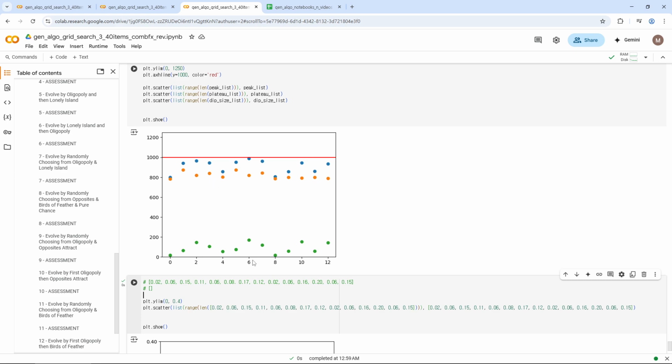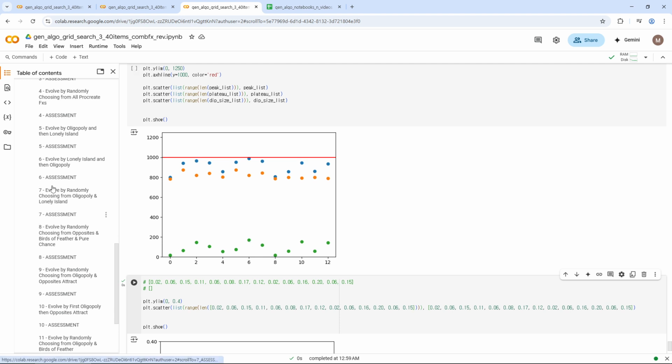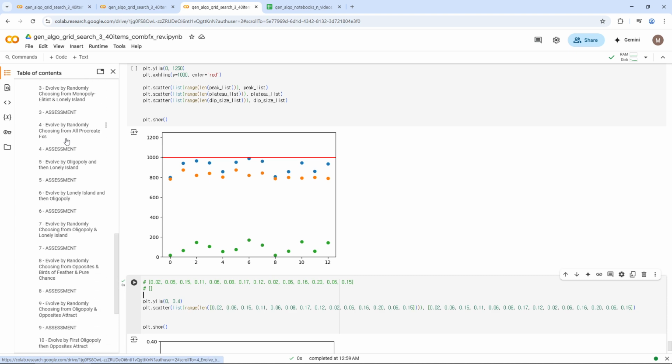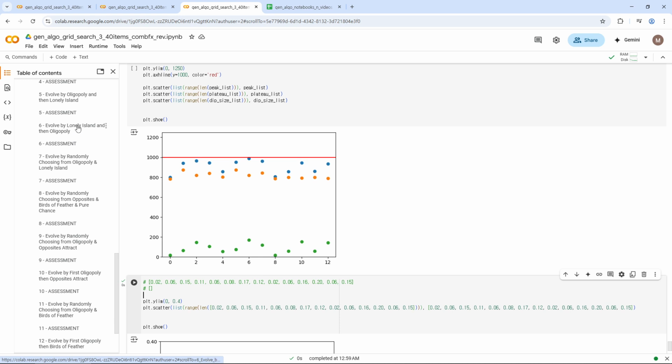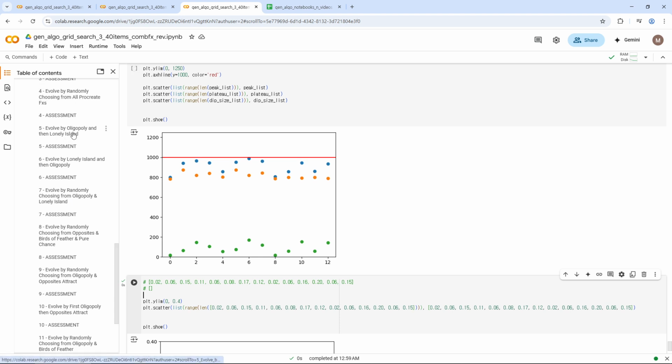So in this case, for example, 6. What is 6? 0, 1, 2, 3, 4, 5, 6 is this one, evolved by Lonely Island and then oligopoly. Then again, the dip percentage is too big. So I'd like to make that smaller, which could result in step number 5, which is evolved by oligopoly and then Lonely Island. Yeah, I mean, that's not a bad idea. Not really that bad.